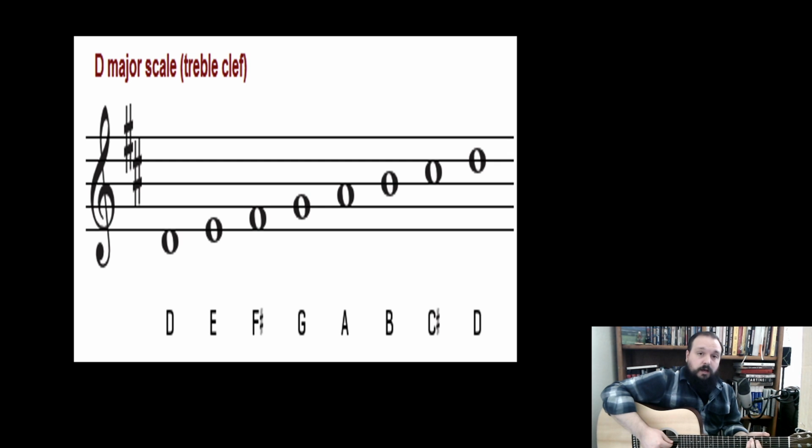Okay. But what happens if, instead of going from C to D, I go only to the next note, the sharp note? It would sound like this. Do you hear the difference there? One more time. Here's C to D. And here's C to C sharp. Sounds a little different, doesn't it? That's what a sharp note is.